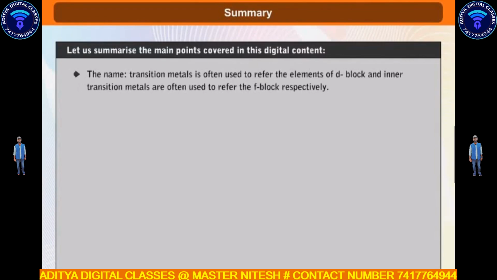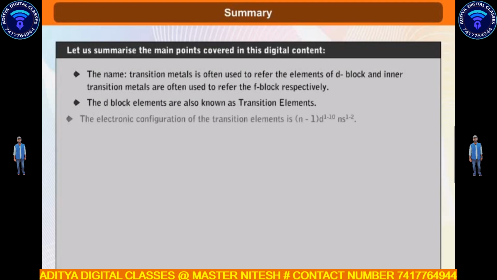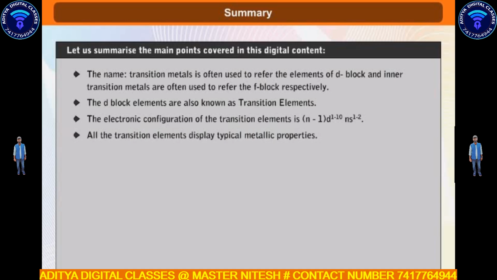The name transition metals is often used to refer to the elements of d block, and inner transition metals is often used to refer to the f block respectively. The d block elements are also known as transition elements. The electronic configuration of the transition elements is (n-1)d1-10 ns1-2. All the transition elements display typical metallic properties.